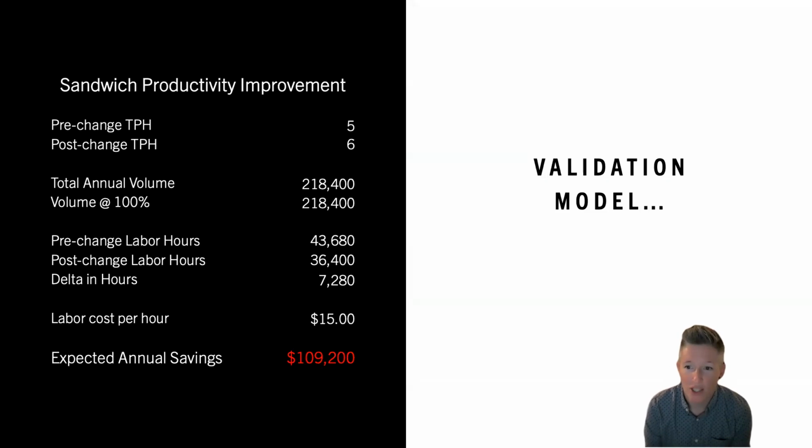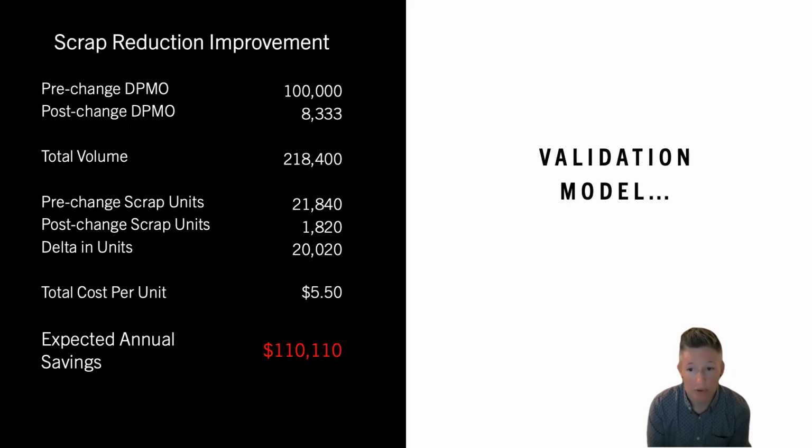Finally, I'm happy to share the expected annual savings from the process change. Our sandwich productivity improvement, with a new TPH of 6, will decrease our labor hours by roughly 7,300 hours. This will yield savings of around $109,000. And then our scrap reduction improvement, decreasing our DPMO as well as scrap units, will yield an additional $110,000 in cost savings. So altogether, with this process improvement change, we will see annual savings of roughly $220,000 overall.